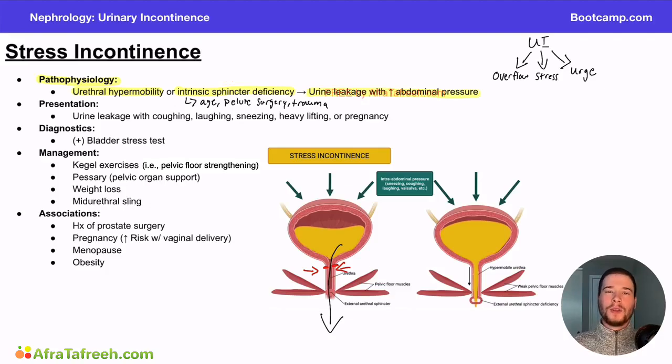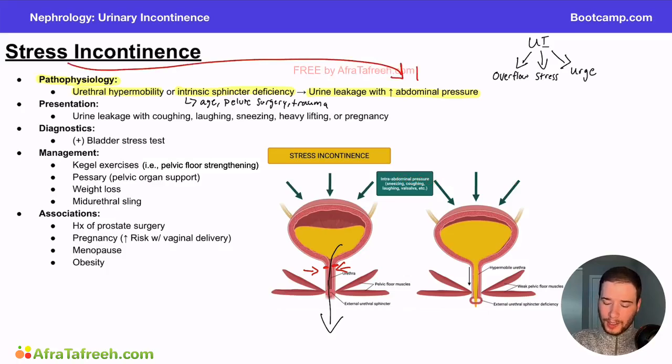So remember in the last video, the main thing I told you to take away from overflow incontinence was that those patients have a distended bladder without an urge to urinate. Well, here, the key thing I want you to remember is this increased abdominal pressure. Anything that increases the stress or puts more pressure on the abdominal cavity is going to increase the likelihood that a patient experiences symptoms from stress incontinence.